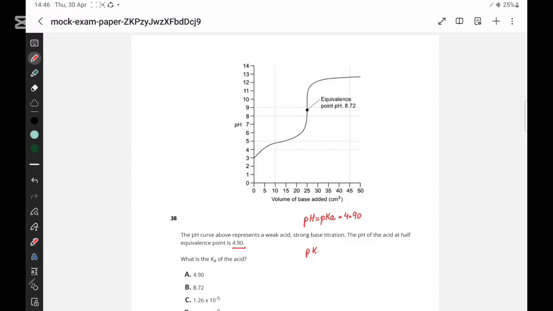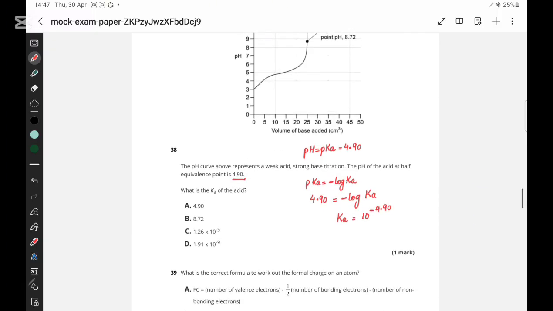So for pKa we have a formula: negative log of Ka. When pKa has been given to us, which is 4.90, equal to negative log of Ka, and if we are going to find the value of Ka, that is going to be 10 to the power minus 4.90, which comes out to be 1.26 times 10 to the power minus 5, which is Ka. So our answer is C.